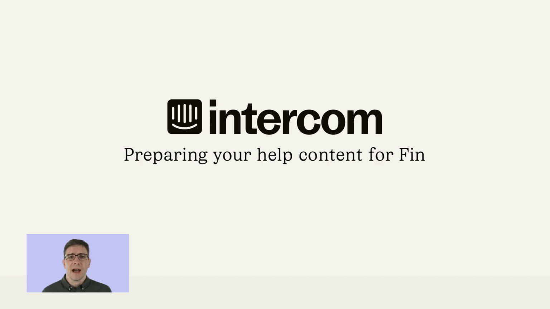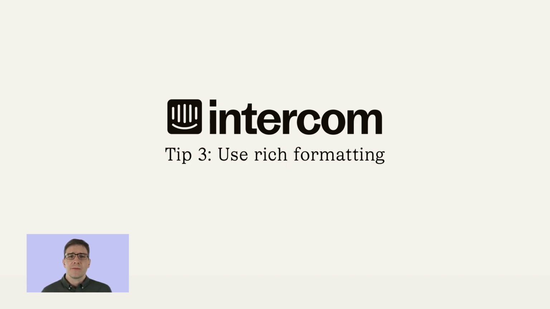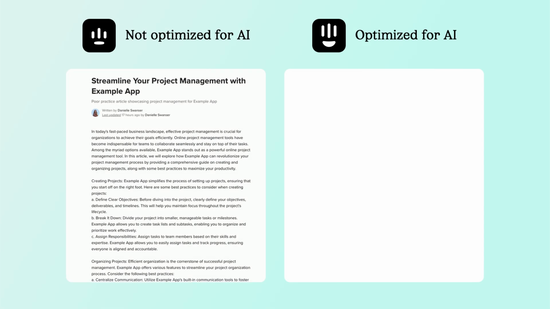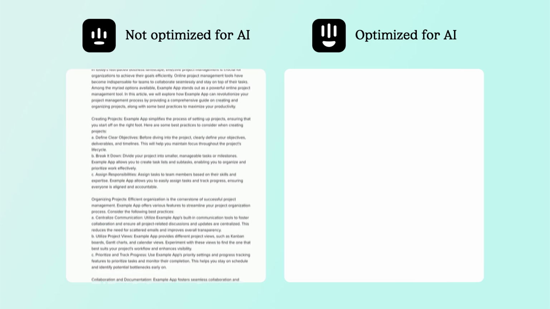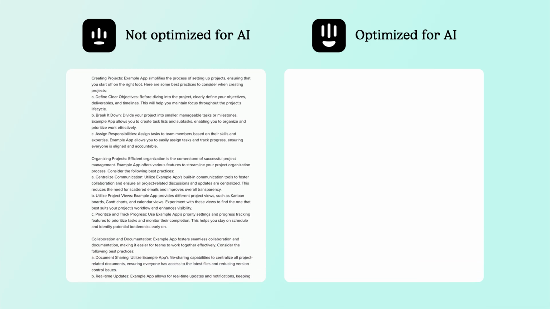When you're preparing your help content for Fin, it's important to structure your articles so that they're optimized to be read by AI. Use rich formatting like headings, tables, numbered lists and bullet points to make it easier for Fin to find the answer your customer needs. In this article, the lack of headers, logical formatting or streamlined text makes it difficult for both customers and Fin to scan the content for the right information.